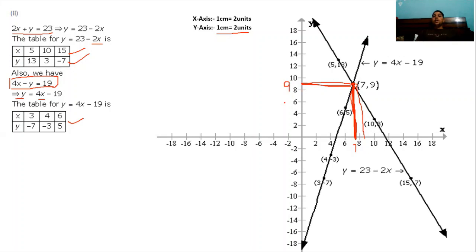So what are the coordinates of the point of intersection of these two lines? The coordinates of the point of intersection of these two lines are 7 and 9. So in this way we can find the point of intersection of two lines.